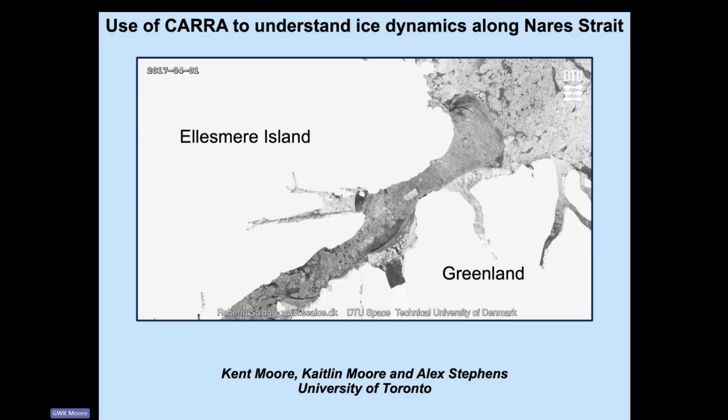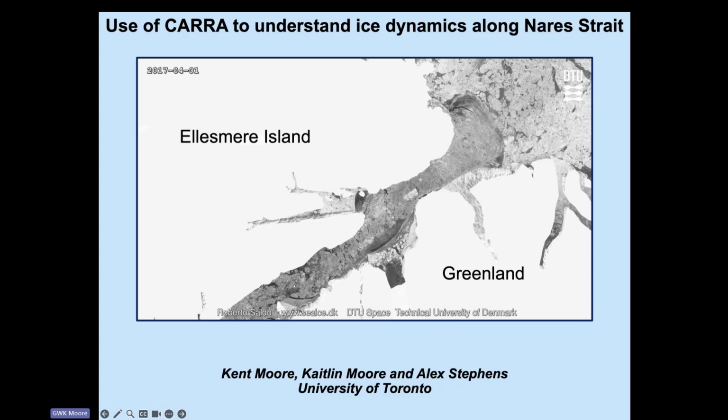So I want to talk about the use of CARRA to understand ice dynamics and winds along Nares Strait. I just want to start with an animation with some SAR imagery. What we're looking at is Ellesmere Island. I'll show you the geography, but Ellesmere Island is here to the north. Greenland is to the south. This is the Lincoln Sea, the Arctic Ocean up here. And this is the northern part of Nares Strait.